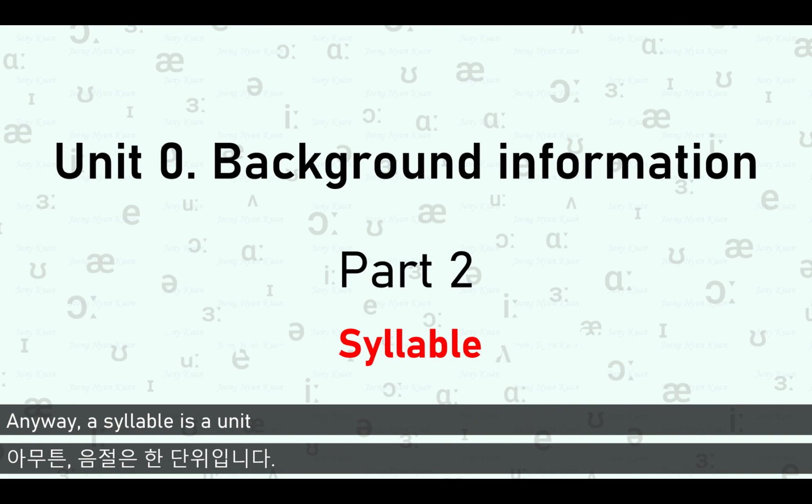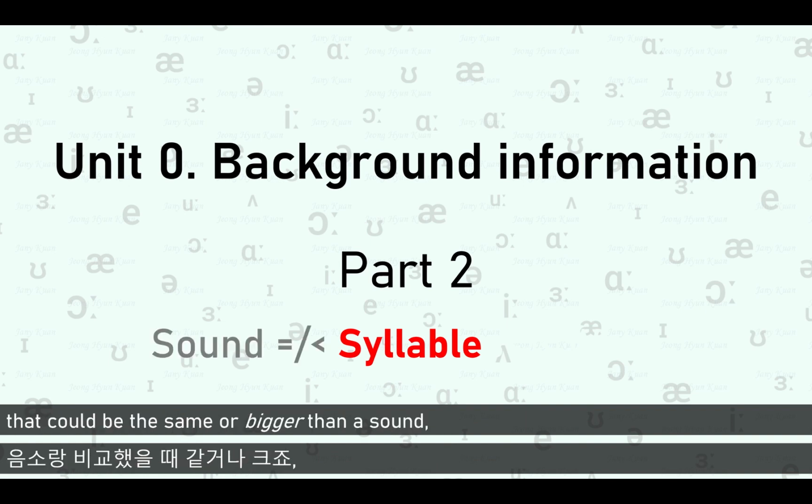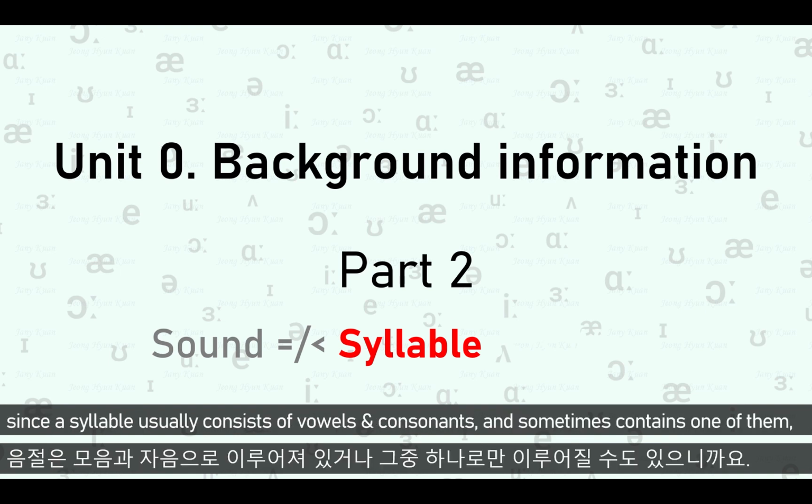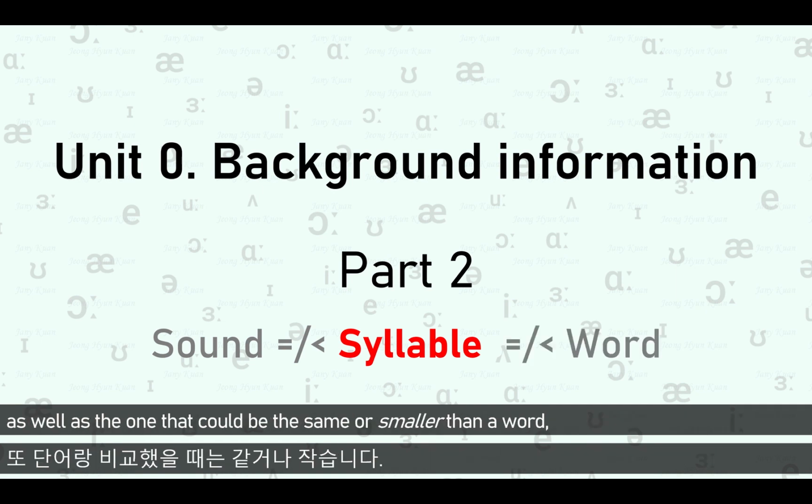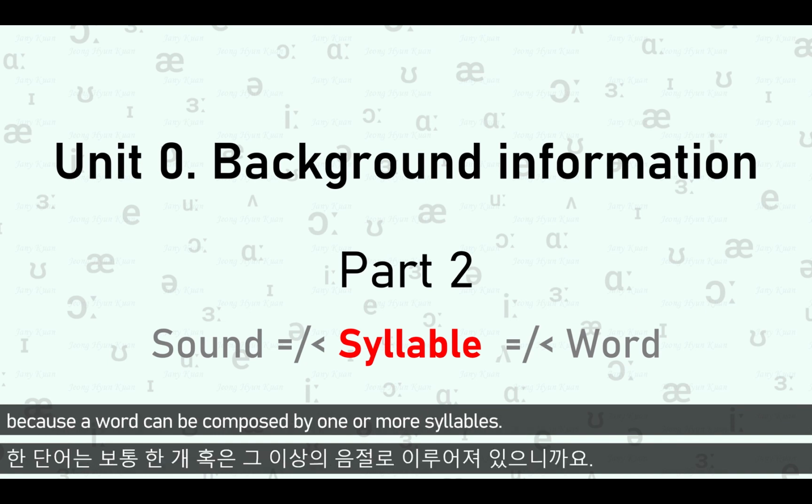Anyway, a syllable is a unit that could be the same as or bigger than a sound, since a syllable usually consists of vowels and consonants and sometimes contains only one of them. It could also be the same as or smaller than a word, because a word can be composed of one or more syllables.